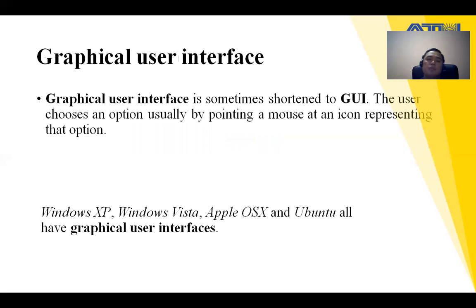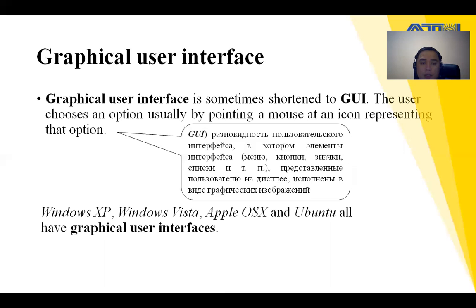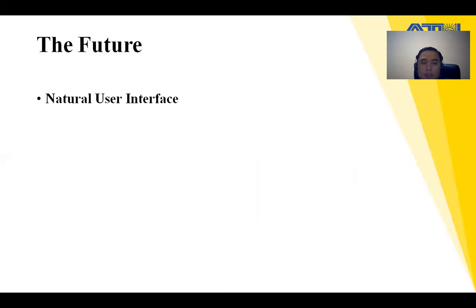Graphical user interface, sometimes shortened to GUI. The user chooses an option usually by pointing a mouse at an icon representing that option. Windows XP, Windows Vista, Apple OS X, and Ubuntu all have a graphical user interface. The future: natural user interface.